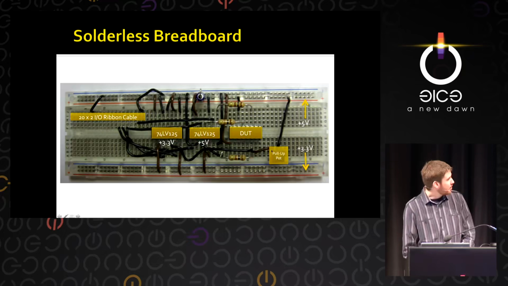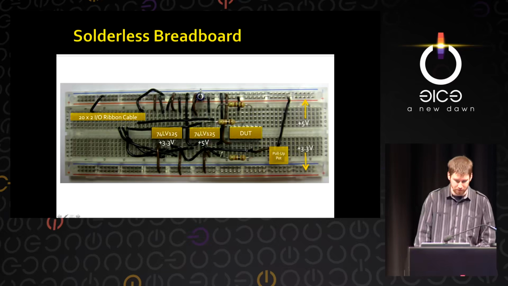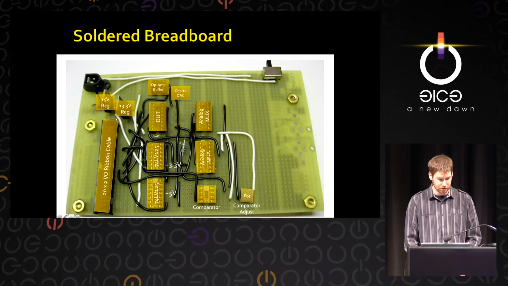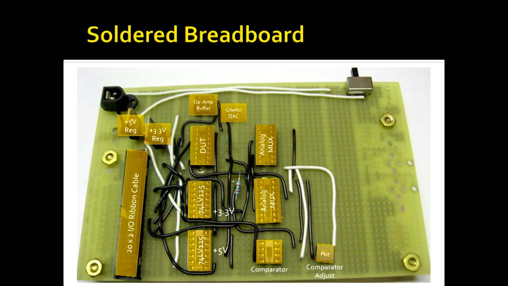So other than that, just your 5 and 3.3 volt power rails, and then just the pull-up pot I was playing with to strengthen the drive strength of one of the signals.